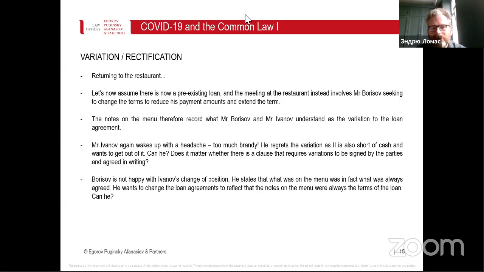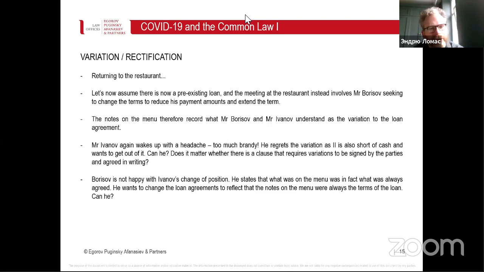In answering that question, does it matter if there's a clause in the agreement that requires variations to be signed by the parties and agreed in writing? So that's our first set of questions. The second set of questions here. So Borisov's not happy with Ivanov's change of position. And actually, he's going more extreme. He wants to say here that what's on the menu was in fact what was always agreed. It was never the case he was going to be held to the onerous terms.